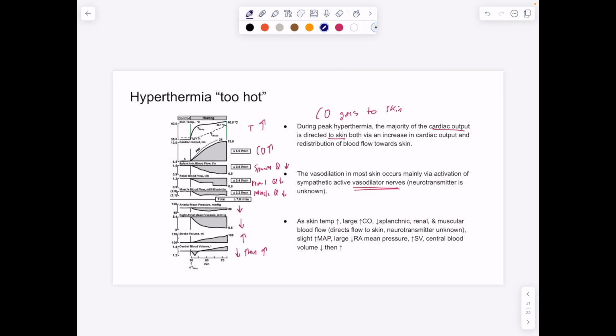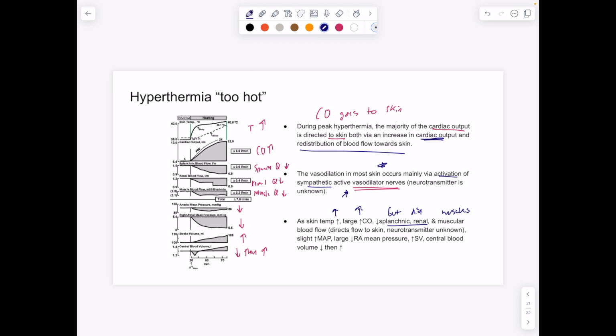Basically, when you're overheated, the majority of the cardiac output is directed to the skin via an increase in cardiac output and redistribution of blood towards the skin. You're having a lot of vasodilation via activation of the sympathetic active vasodilator nerves. So generally sympathetic is doing vasoconstriction, but in the skin, it will do vasodilation. All right, so basically the premise is that as skin temperature increases, you're going to have a large increase in blood flow to that region, and less blood flow to the gut, the kidneys, and the muscles, because so much of it is going to the skin.